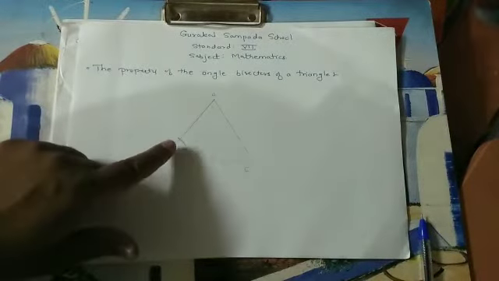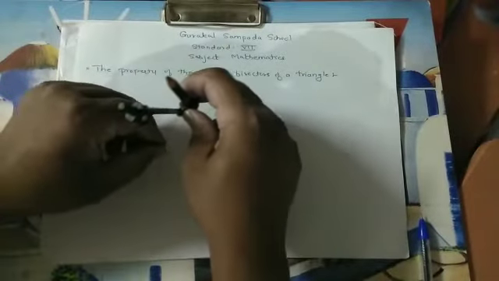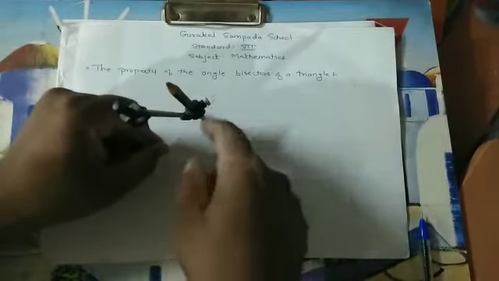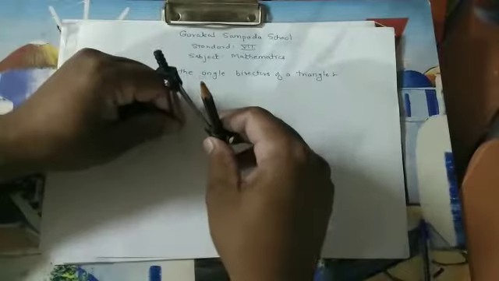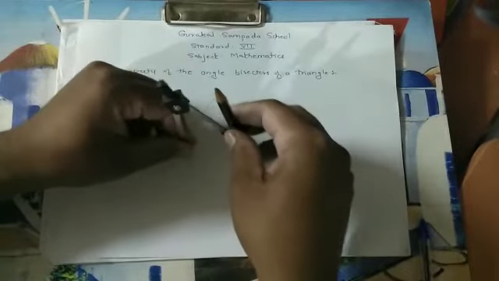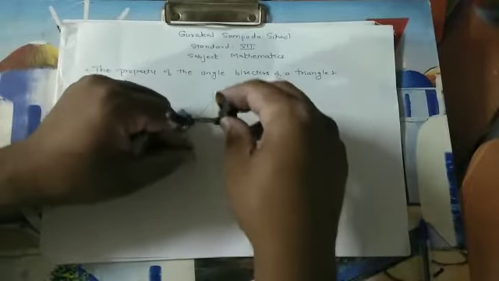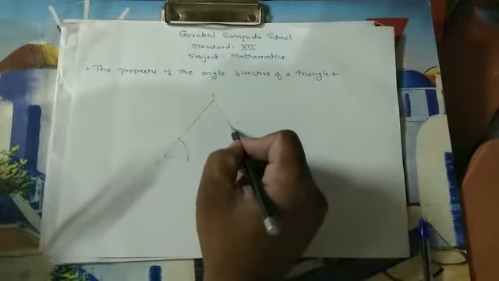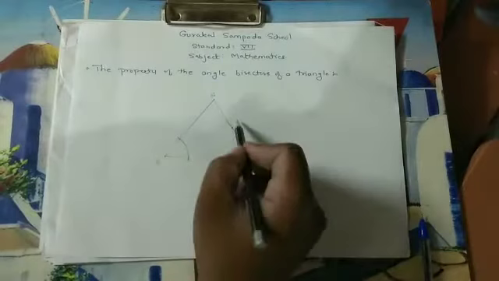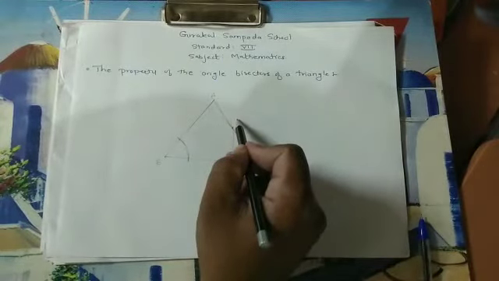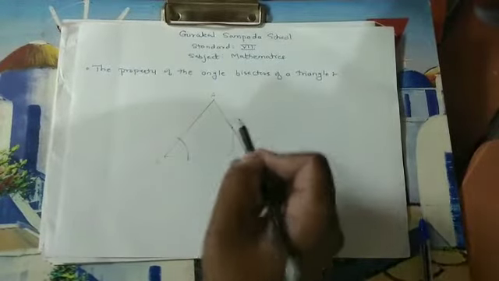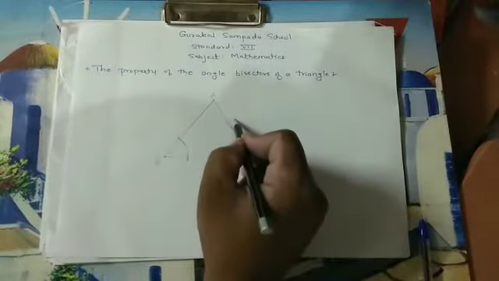Now we draw a random arc of any length, then take a distance greater than half of this length. We keep the compass at this point and draw an arc. Second, we keep it at this point and draw an arc. They will intersect at this point. Let us name this point D.